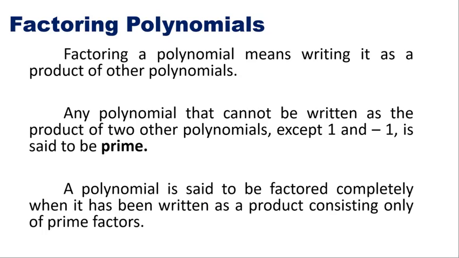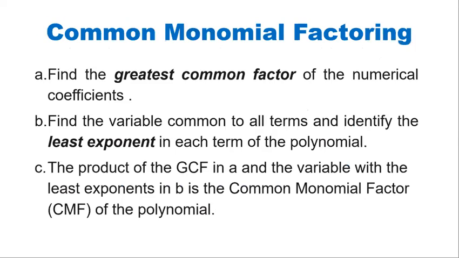Now, let us proceed with the common monomial factoring. Find the greatest common factor of the numerical coefficients. That is the first step, okay, in getting the common monomial factor. And second, find the variable common to all terms and identify the least exponent in each term of the polynomial.